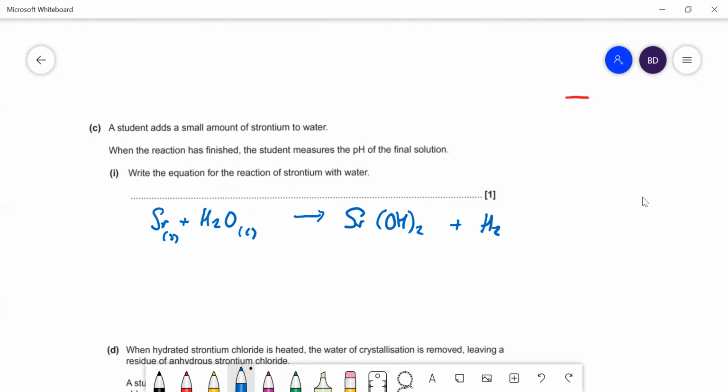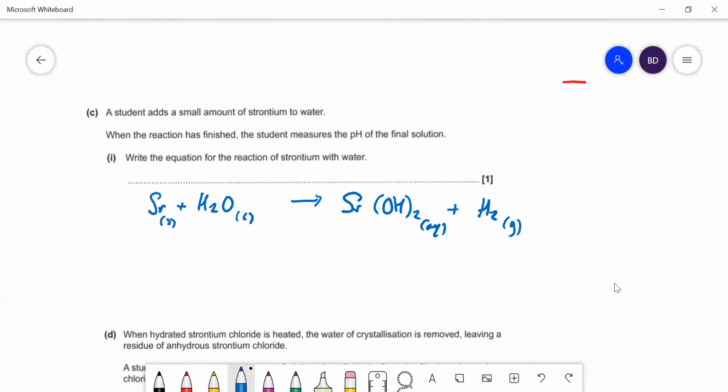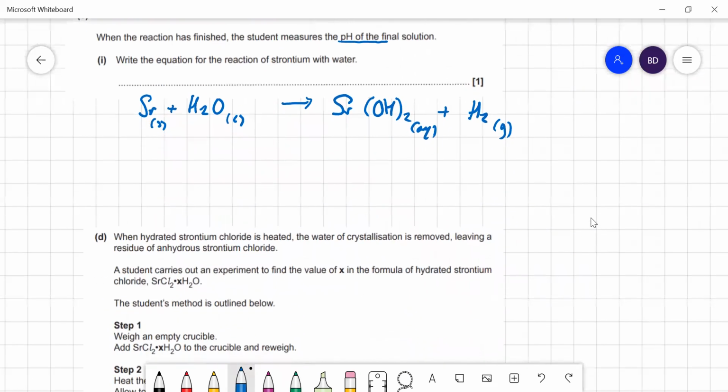Now the state symbols, that's solid, liquid. Strontium hydroxide is fairly soluble. Solubility of the hydroxide increases as you go down group 2. So strontium and barium hydroxides are both pretty soluble. So aqueous solution and hydrogen gas there. Okay. When the reaction is finished, they don't ask you what the pH is, even though they mentioned the pH in the question, but it would probably be 14 because it's fairly soluble.